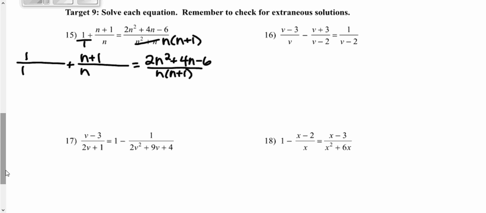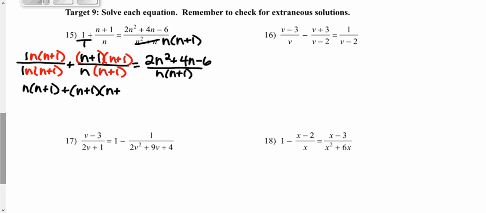All right, so now we need all the denominators to be the same. So the first denominator needs an n and an n plus 1, which means the numerator does as well. Whatever you give to the denominator, you have to give to the numerator. The second denominator just needs an n plus 1, which means the numerator just needs an n plus 1. Once all the denominators are the same, then you can create an equation with just the numerator. So going across the numerator, we have n times n plus 1 plus n plus 1 times n plus 1 equals 2n squared plus 4n minus 6.